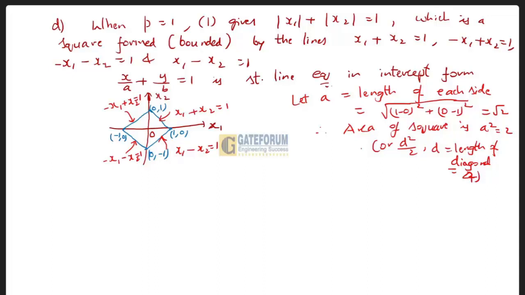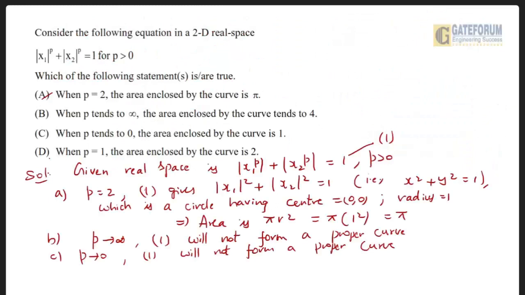which one is correct? This is also correct. A and D are correct. So the answer is options A and D. This is the end of the question. We'll continue tomorrow. Thank you.